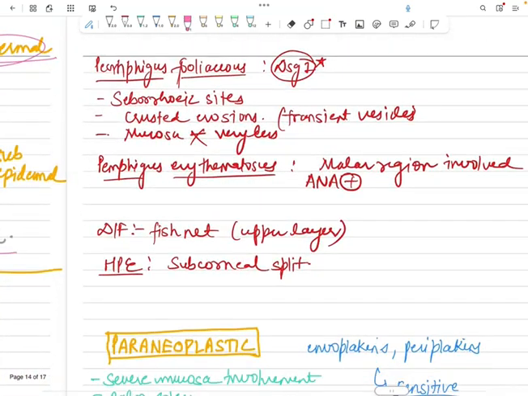Coming to pemphigus foliaceus, obviously this is also a pemphigus group. There has to be a desmosome. So this one is desmoglein 1. Anti-desmoglein 1 antibodies are formed. Another important clue will be seborrheic sites. So what are the seborrheic sites? Do we know the seborrheic sites?